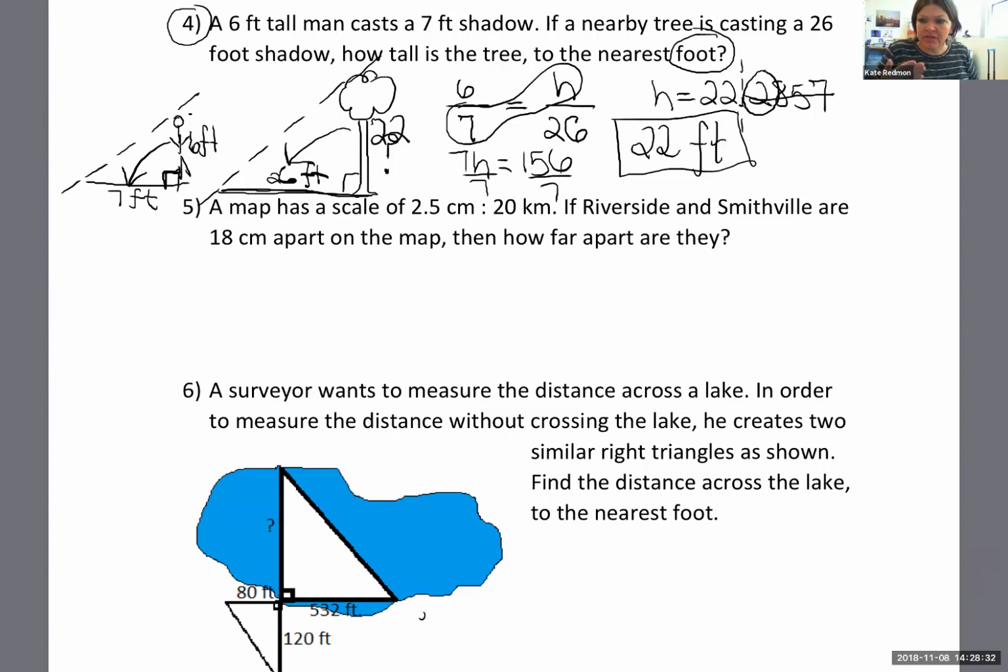Okay, so let's look at number 5. It says a map has a scale of 2.5 centimeters to 20 kilometers.